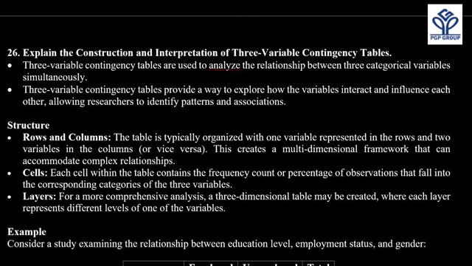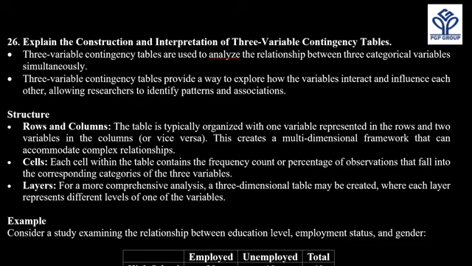So the next question is, explain the construction and interpretation of three variable contingency tables. So they're asking us to construct, to create a contingency table. Okay, now, three variable contingency tables are useful for analysis. Okay, these are all the points we already know. Now I'm going for the structure. So what does the structure mean? Rows and columns should be available. Cells should be available. So if you study this question in chapter number 4, that means in unit number 4, the contingency table you can cover here. Okay, now there are some layers available.